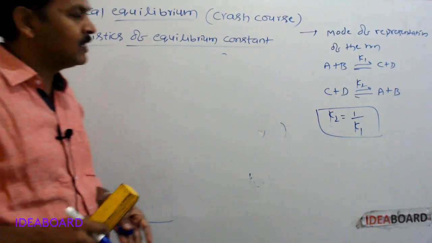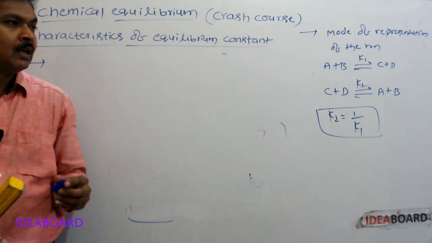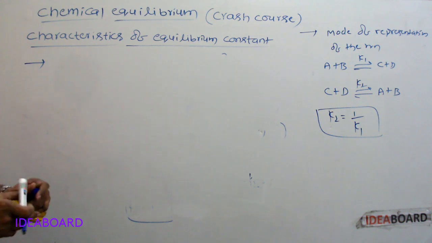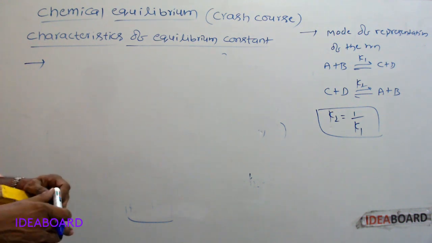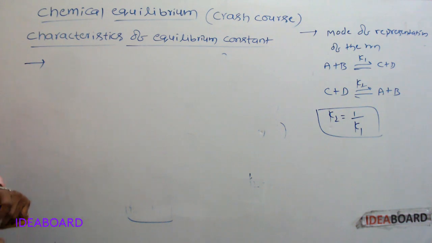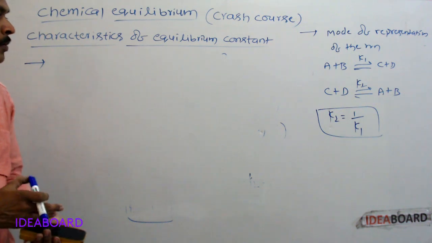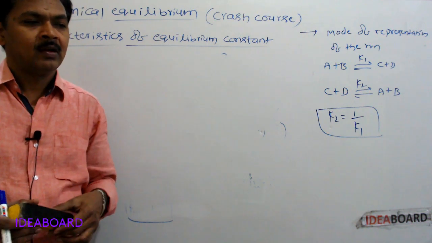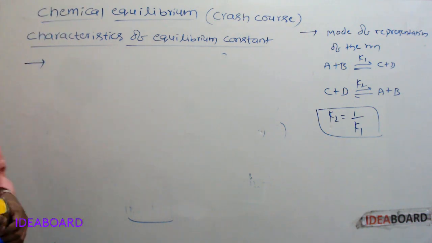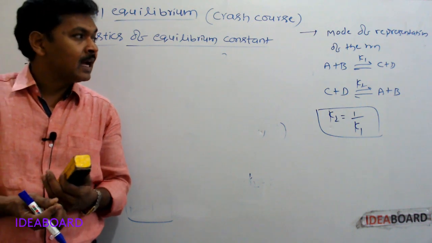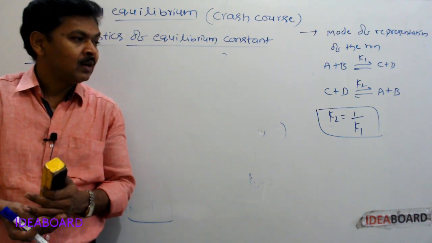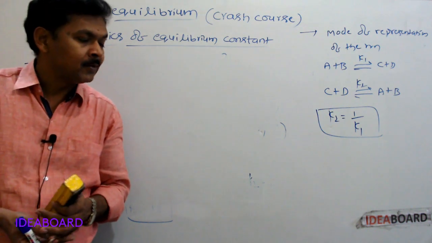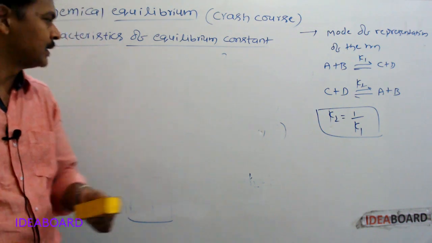If the reaction takes place in more than one step, then the equilibrium constant for the overall reaction is the product of the equilibrium constants of the individual steps.